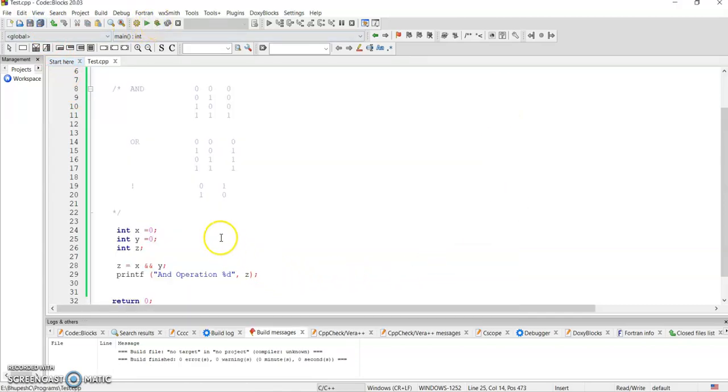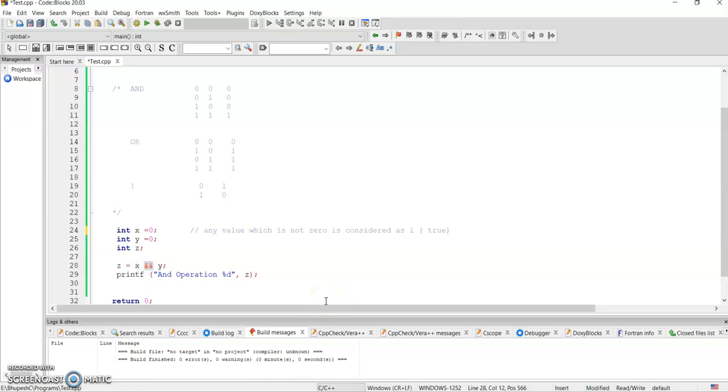So what we have understood from this is that any value which is not 0 is considered as 1, or we can say it is true. Any value which is not 0 is considered as 1. So that means I have done this for the AND operation.